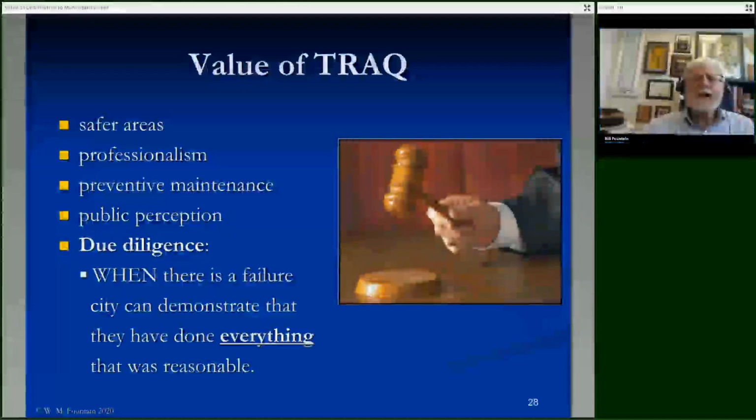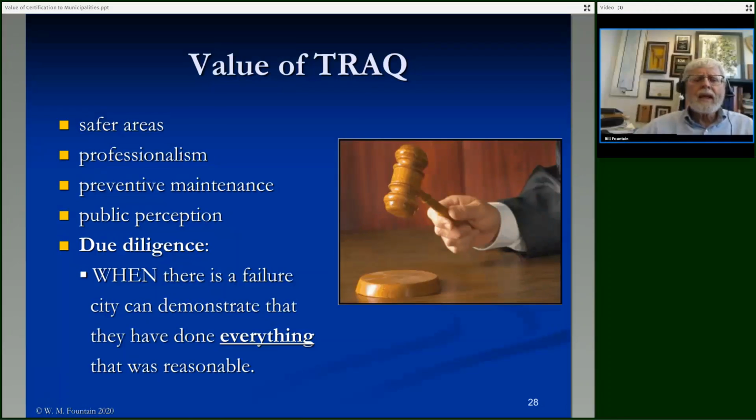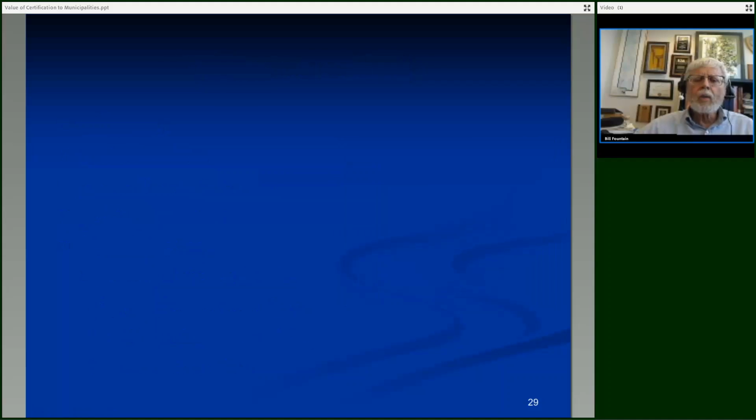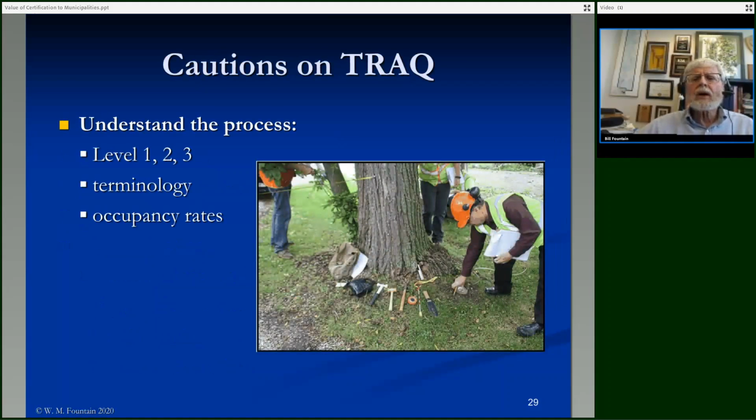Due diligence is a term that we've already talked about, but when it's not exercised, there is a failure in demonstrating that we have done everything that was reasonable. So if you have not taken down that tree that has been marked, you've not exercised your due diligence. You've not done what should be done. So in looking at cautions for TRAQ individuals, and cautions for the managers who are overseeing an urban forestry program, the people who are skilled in TRAQ need to thoroughly understand the level 1, level 2, and level 3 assessments that we do. Each of these has advantages.